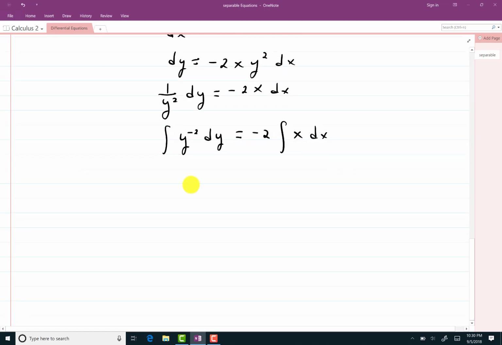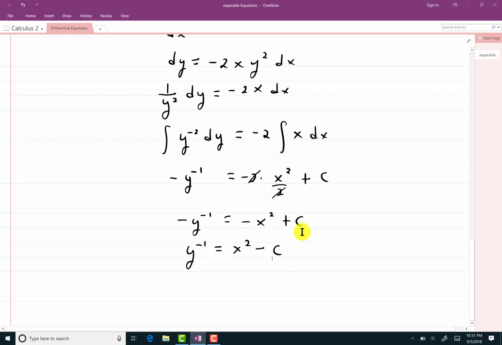The left side, of course, will be negative y to the negative 1. And on the right side, I'll have negative 2 times x squared over 2 plus a constant. Now technically there's a constant from both sides, but if you'll allow me just to collect all constants on one side, that's usually the way that we like to see it. So I can divide by the 2's. Here's what I have so far: negative y to the negative 1 equals negative x squared plus a constant. I'm going to multiply both sides by negative 1. I'll get y to the negative 1 equals x squared minus c.